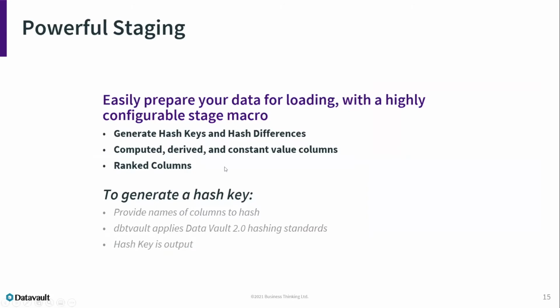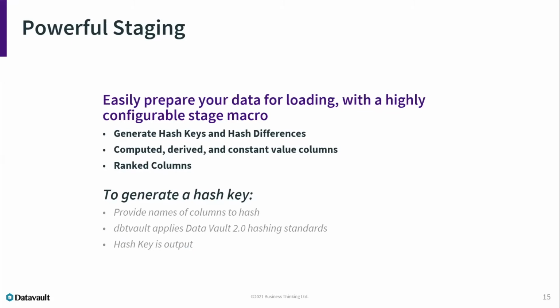So let's go into the staging I mentioned. The idea is we wanted to create a macro that would easily allow people to prepare their data ready for the raw vault, so that there is some metadata that data vault requires. Also, optionally, you may want to hash your columns so that we can integrate on that hash key, as well as things like hash diffs, computed columns, derived columns, constants. For example, for your record source, you may have a lookup or a code that you want to force, so that you've got auditability there.